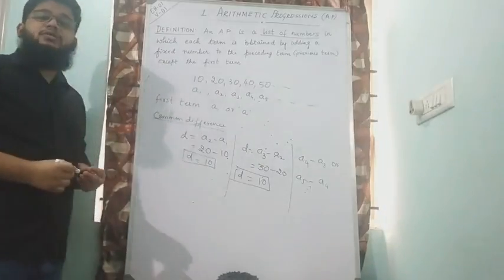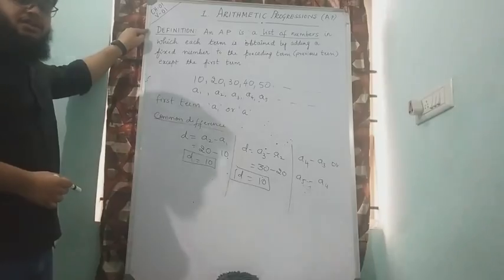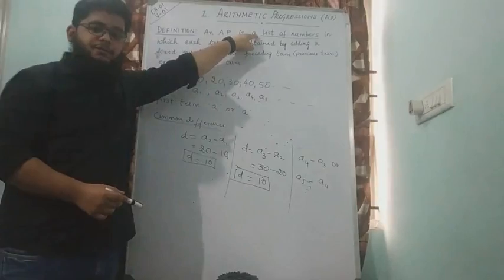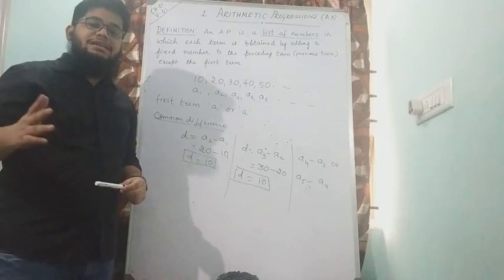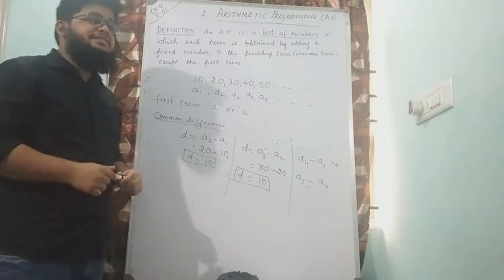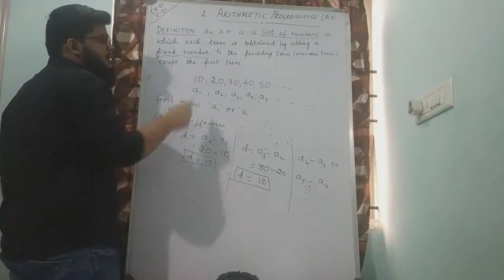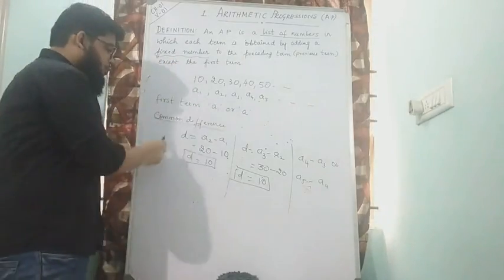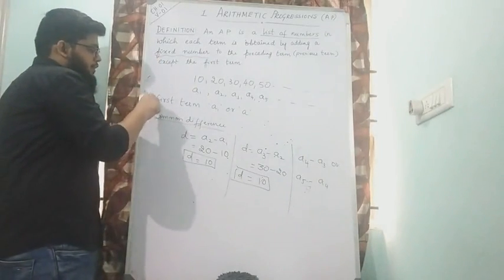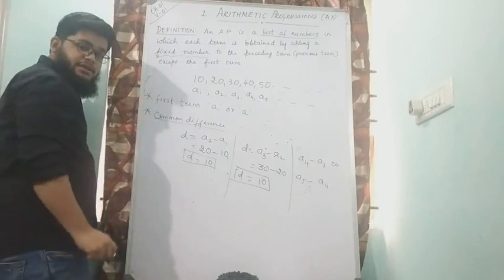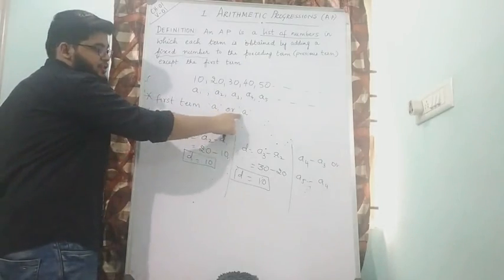So let us now recall what we have learned in AP. We started with the definition. It is basically a list of numbers, right? We cannot call every list of numbers an AP unless it satisfies two conditions. One, there should be a fixed number between every term, which we call the common difference. So two terminologies we have learned here. One is always the first term, represented with A1 or just A.